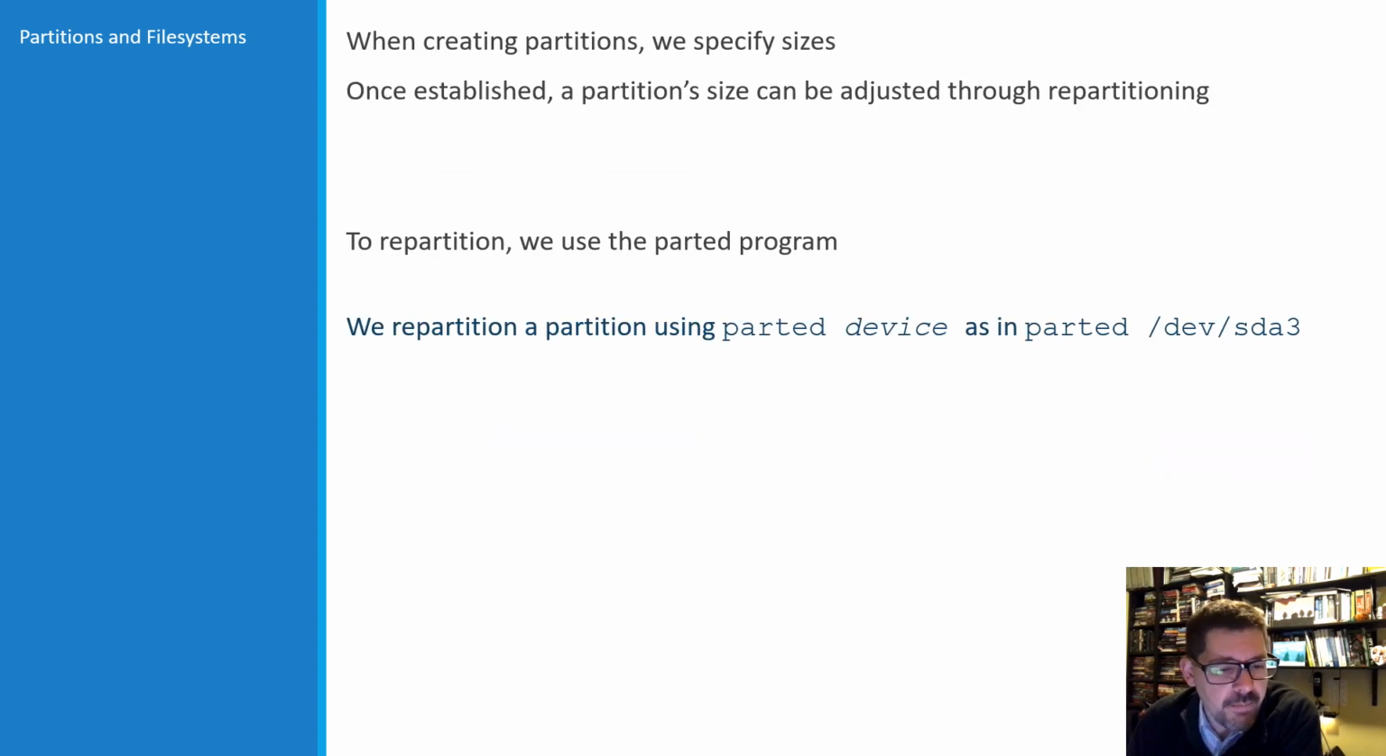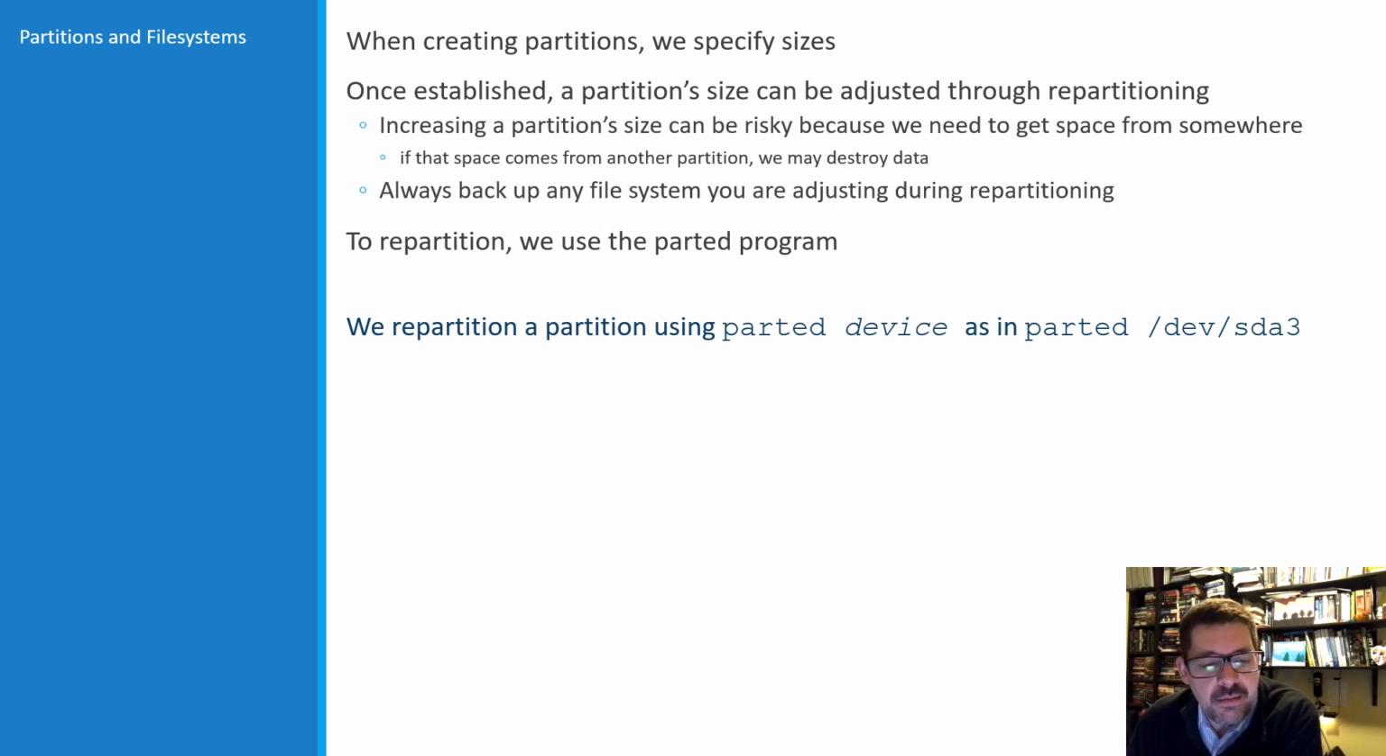So when creating partitions, we specify their size. And once established, the size can be adjusted through repartitioning. But as I mentioned before, that can be a little bit risky because in order to change that partition size, you have to have space to take from. Now, if you have unpartitioned space on the drive, it becomes a lot less risky because you're taking space that you know isn't being used and you're sizing into that.